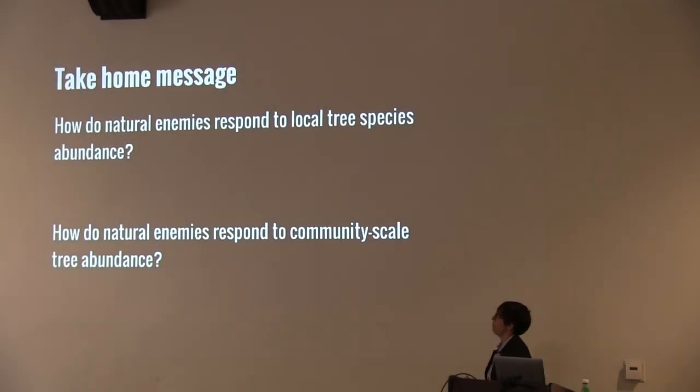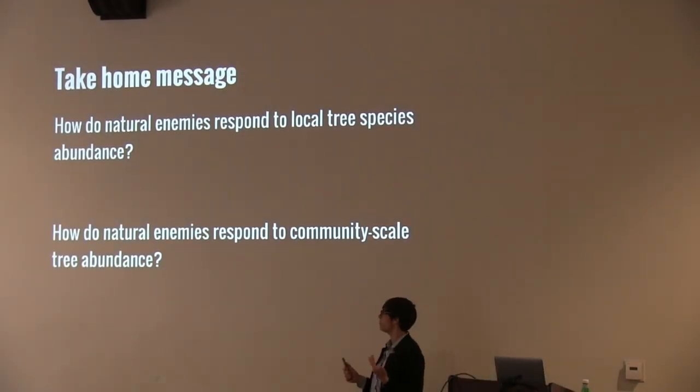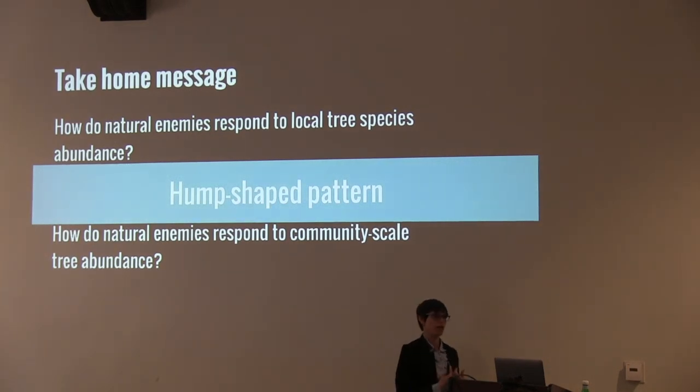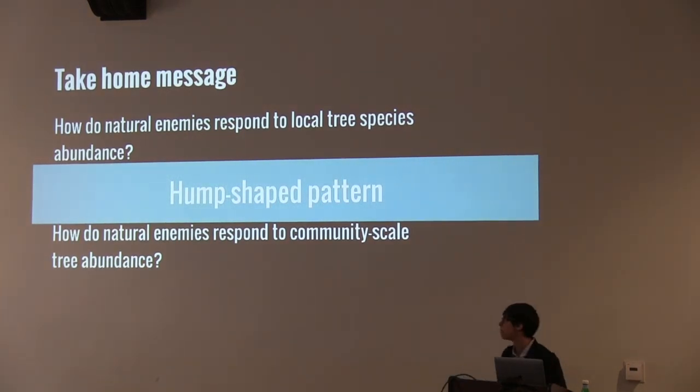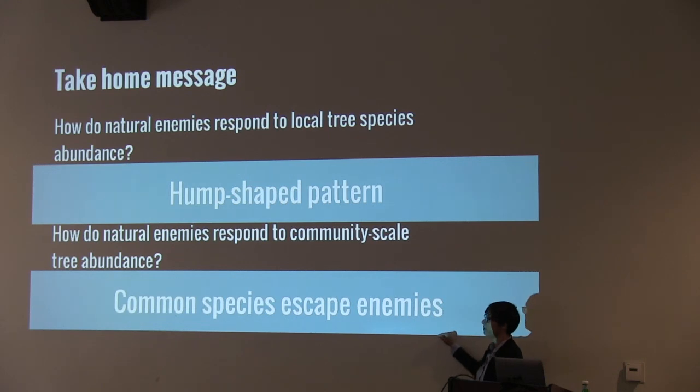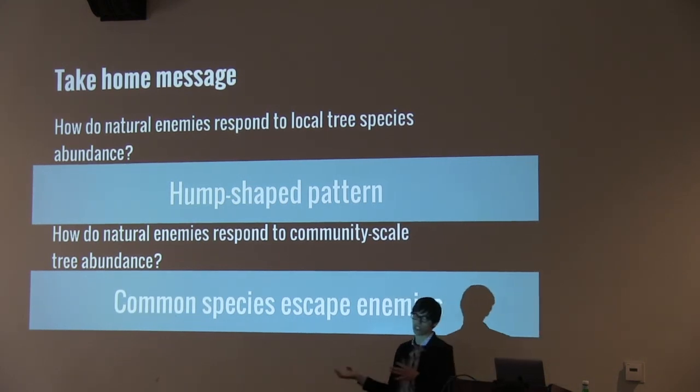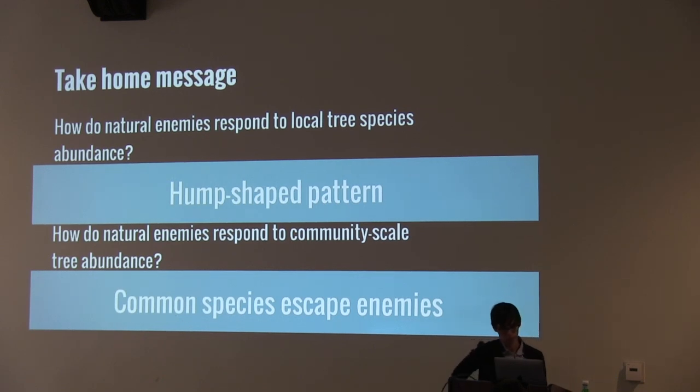Okay, so what did we find? We found that there was some sort of hump-shaped pattern, so there's not a linear relationship between enemy and plant abundance, and it seemed to be driven mostly by those common species somehow not being targeted by natural enemies as much as the intermediate or rare tree species.